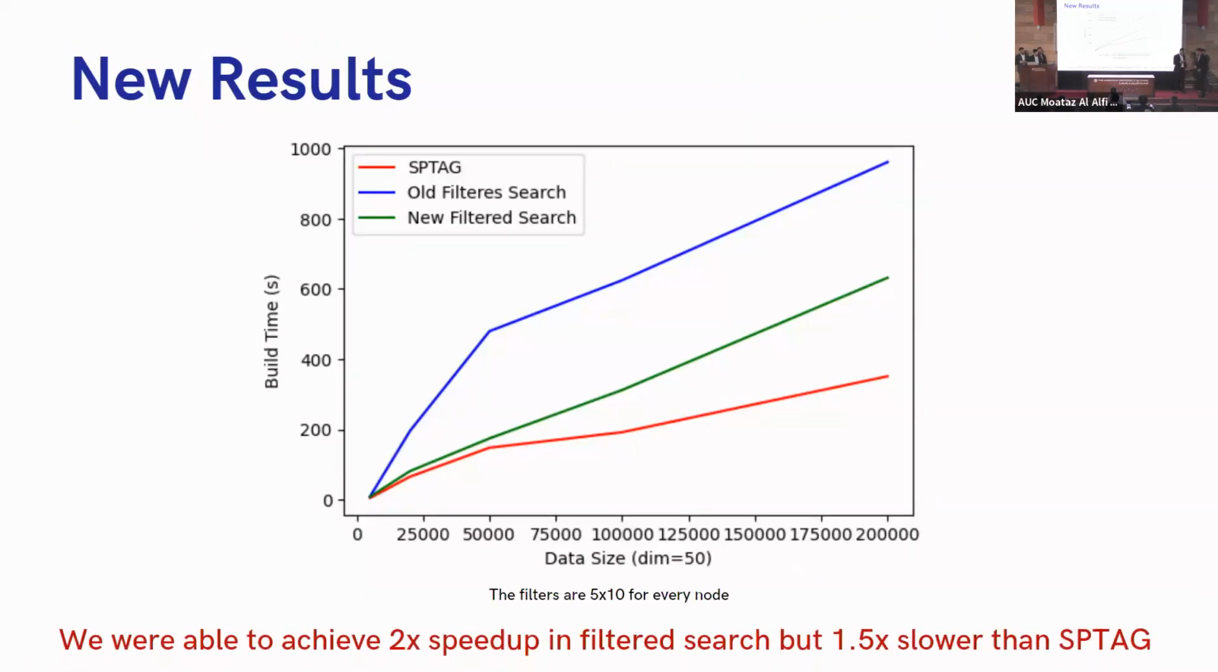Here are the results for the filtered search tests. Previously, we were 3 times slower than SP tag. Here, SP tag is the red line, and the previous implementation is the blue line. However, with some optimizations on the distance function, we reached a speed up of about 2 times compared to the old implementation in the index construction time, which makes us 1.5 times slower than SP tag. This is mainly because the fusion distance function performs at least 2 distance calculations for every 1 distance calculation performed by SP tag. This is a bigger improvement, especially given the heavy computations performed in the fusion distance function.